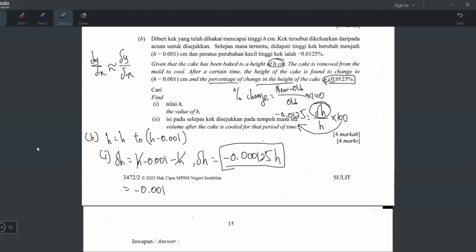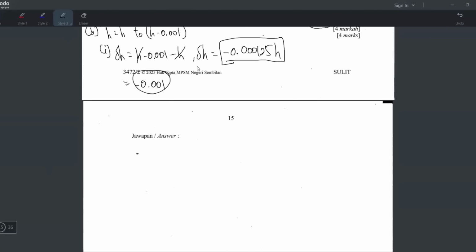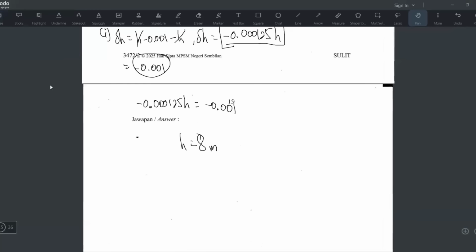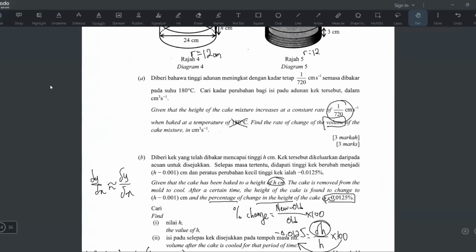Now to find the value of h, you can see both of these are delta h, right? So both of these can be equated. So it will be negative 0.000125 h equals negative 0.001. Yes, correct. So h equals this divided by this. Negative divided by negative is positive. And then 0.001 divided by 0.000125 is 8. Don't forget the unit. Is it meters? No, it's cm.